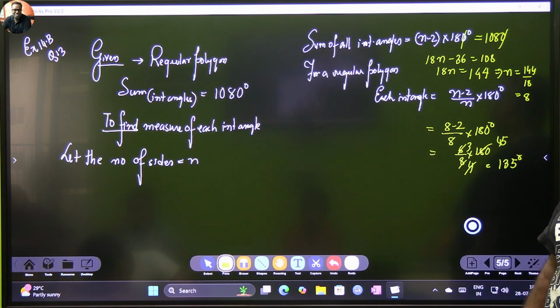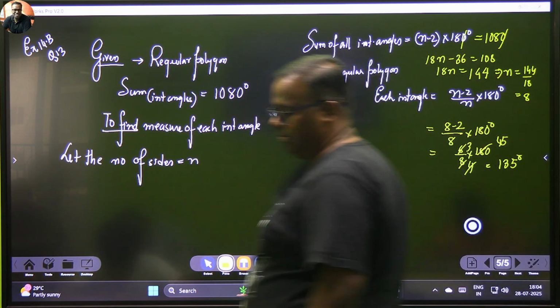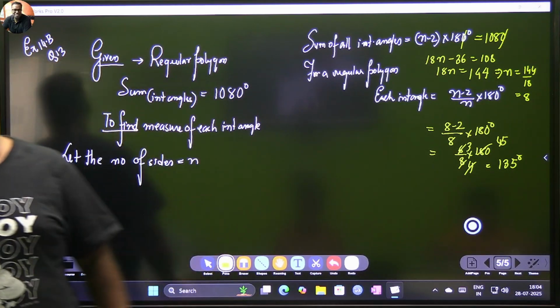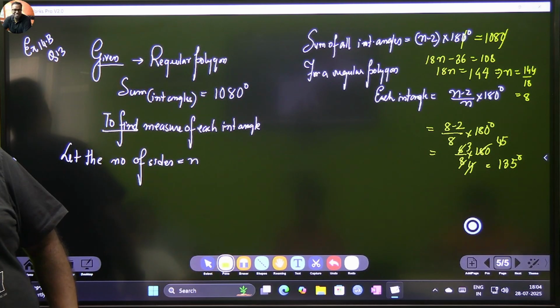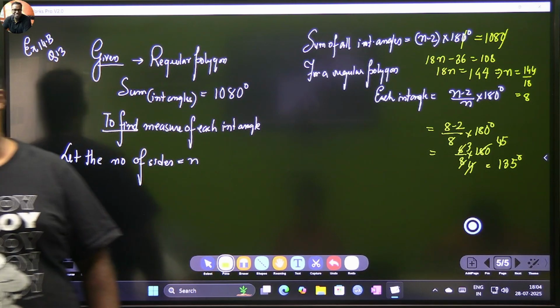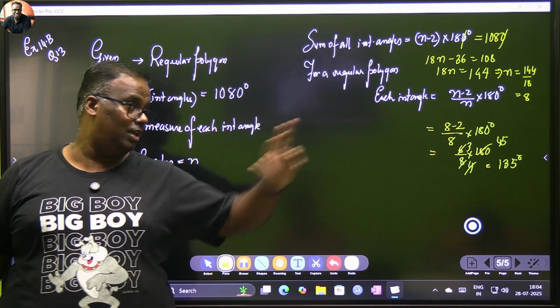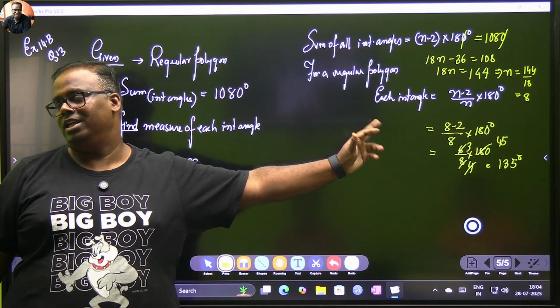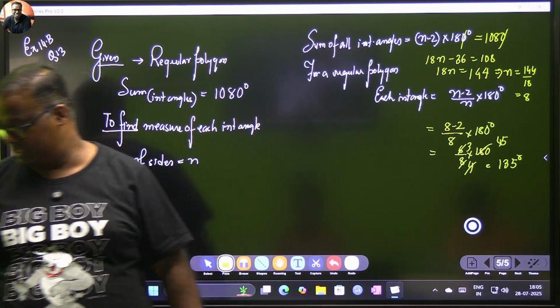At the end of the day, to find any internal angle, you will need the number of sides. I did it in an elaborate manner for you to understand how you can find it out. Is this clear? And what is the sum of all external angles? 360 degrees. That is fixed. Internal angles will always vary because you've got a variable n. In external angles, there's no variable. That is fixed.